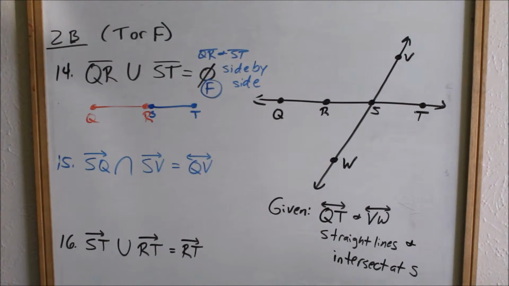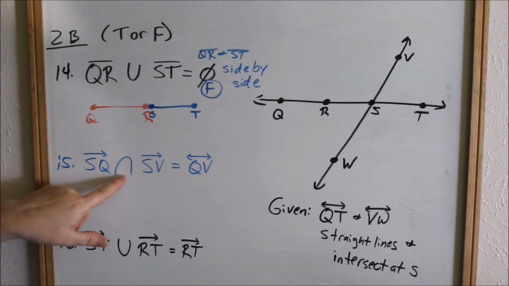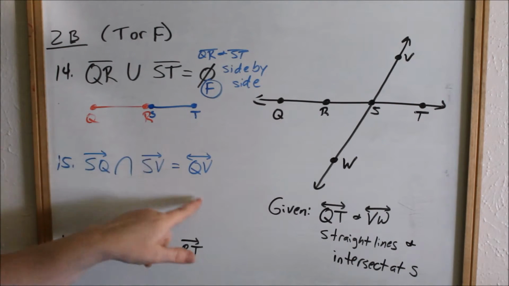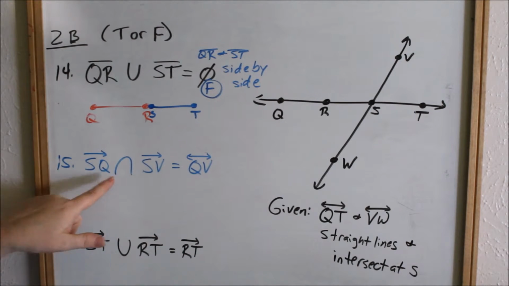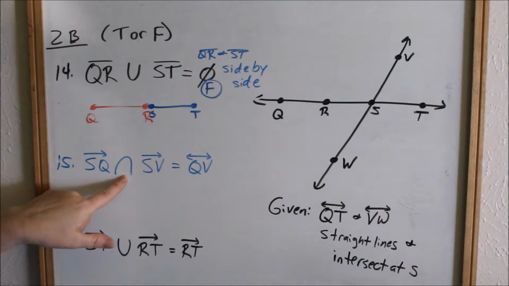Look at 15. First off, you need to know what this symbol means. This symbol means intersection. It's not U for union, so it's the other one, intersection. So this reads, you want the intersection of ray SQ and ray SV. I'm not even going to worry about what the answer says yet. I'm just going to draw these out and then see if my answer matches that. If my answer matches that, it's true. If my answer does not match that, it's false. Remember, intersection means where they meet or overlap.